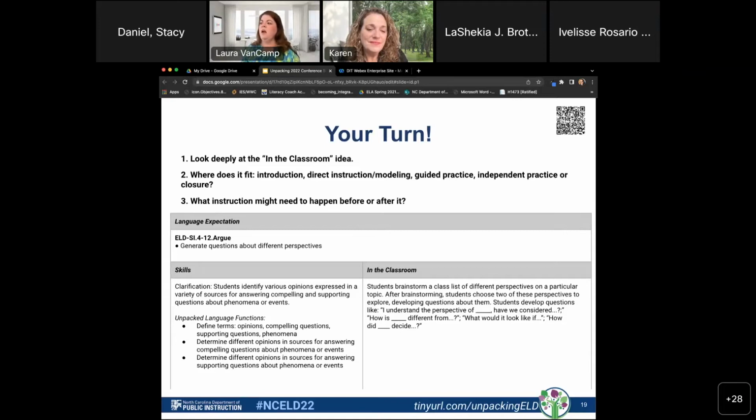Great sentence frames. Or what would it look like if blank? Or how did blank decide blank? So providing those sentence frames is essential for a lot of our ESL students, or multilingual learners, to be able to perform these tasks and generate these questions. So I would say that this definitely would fit into a lesson in a particular spot. Tell me what you think. Do you think it goes in the introduction, direct instruction or modeling, guided practice, independent practice, or closure? What do you think? Either unmute or drop it in the chat for us.